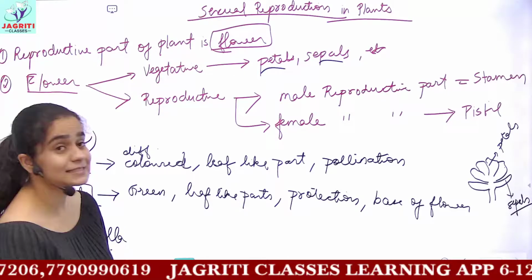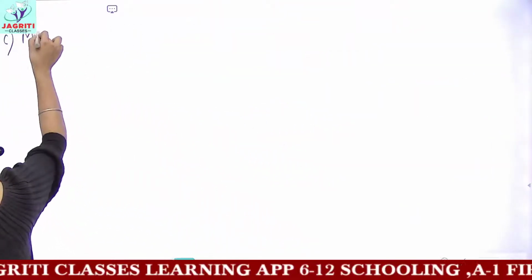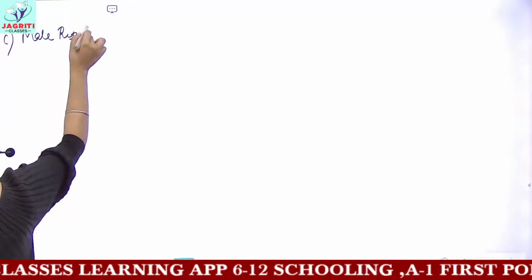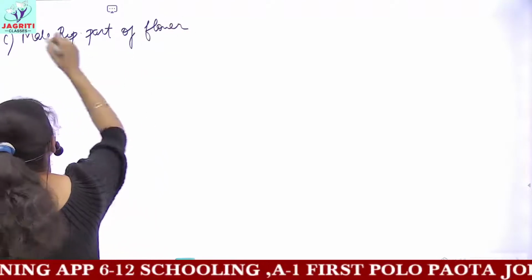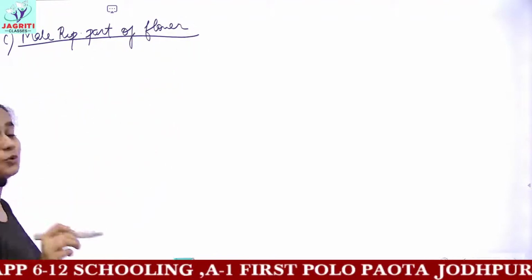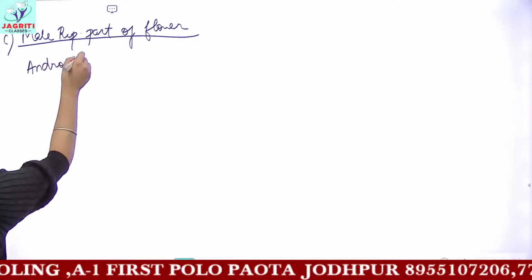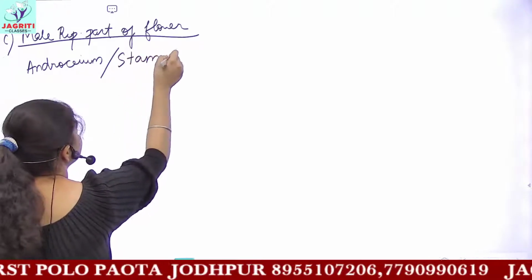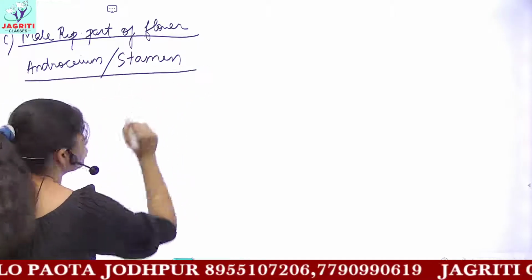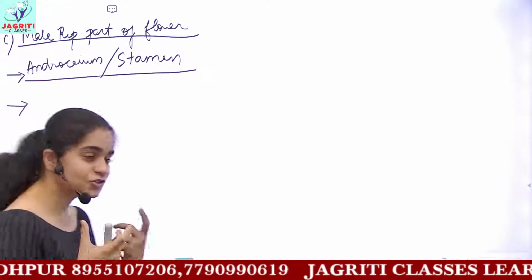Next we have to discuss the reproductive parts of the flower, which are stamen and pistil. So we will be discussing them one by one. Then next you have the male reproductive part of the flower. And this male reproductive part of the flower is known by different names. It is known as androecium. It is also known as stamen. Okay, so androecium and stamen.